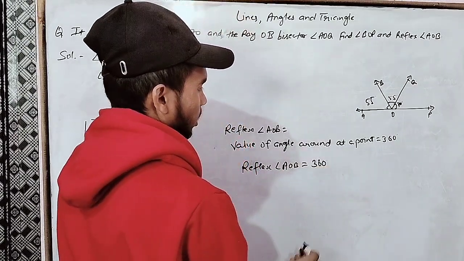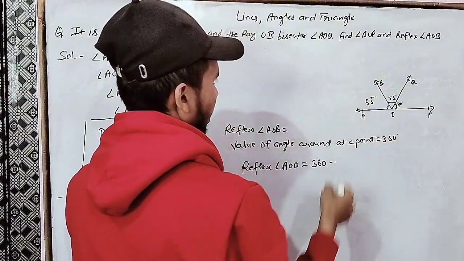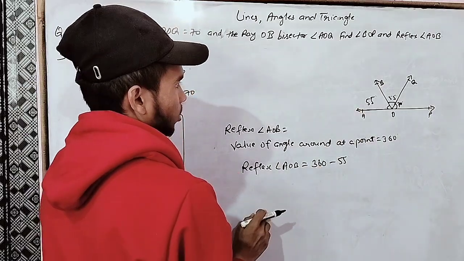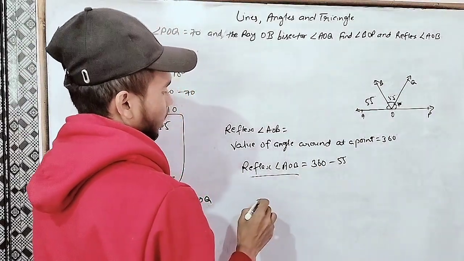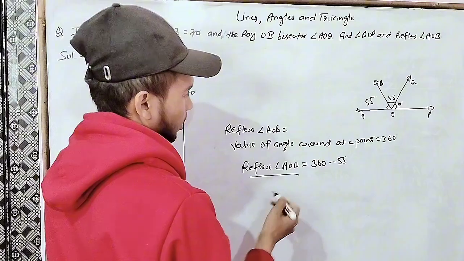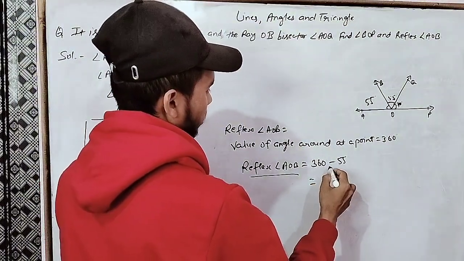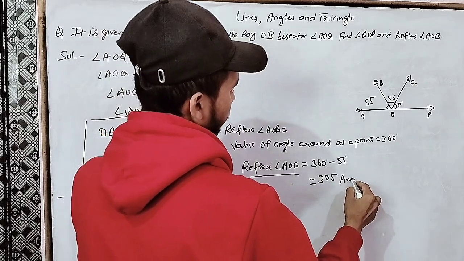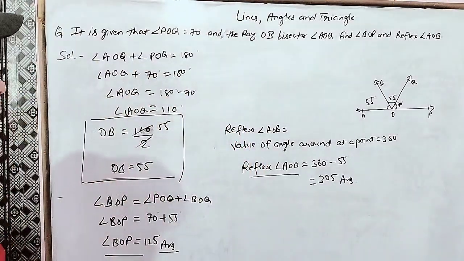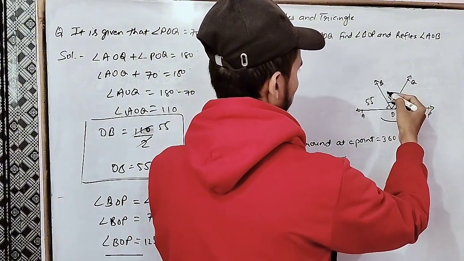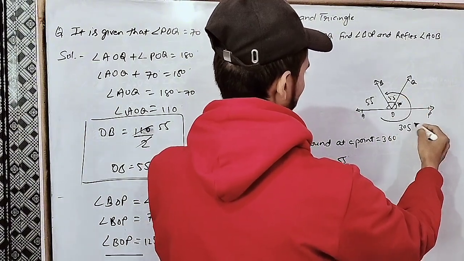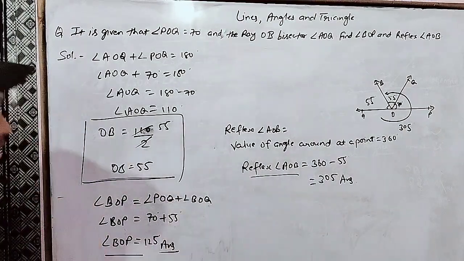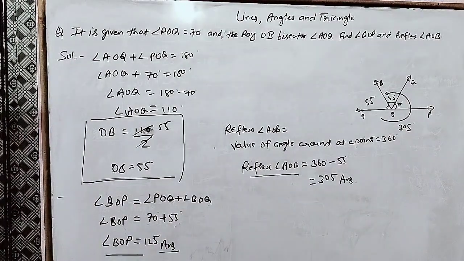360 minus, then we already have the value of angle A, which is 55 degrees. This is an acute angle, not a reflex angle. We have to find out the value of a reflex angle. Now we have how much? 360 minus 55 is 305. This is the value from here to here. How much? 305 degrees. Did you understand? Just have a look.